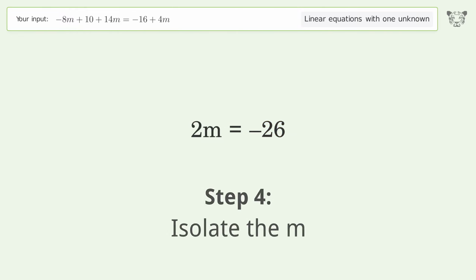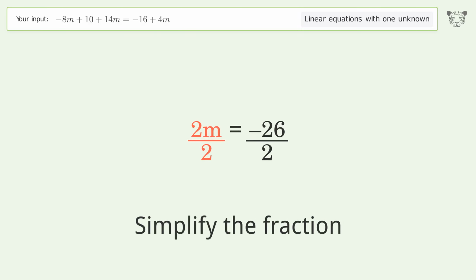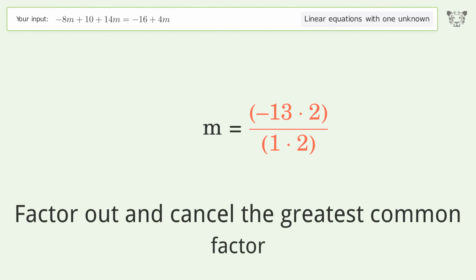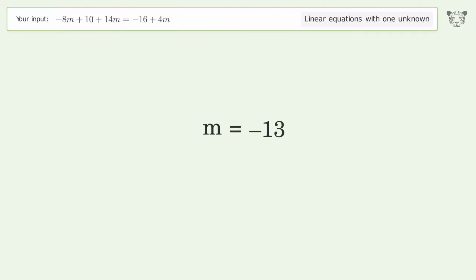Isolate the m. Divide both sides by 2. Simplify the fraction. Find the greatest common factor of the numerator and denominator. Factor out and cancel the greatest common factor. And so the final result is m equals -13.